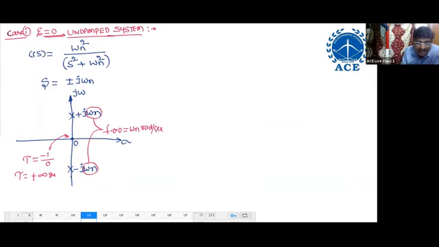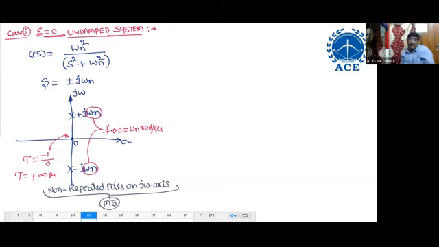Non-repeated poles on the imaginary axis. System is what? Marginal stable. Non-repeated poles on the j omega axis: system is marginal stable.